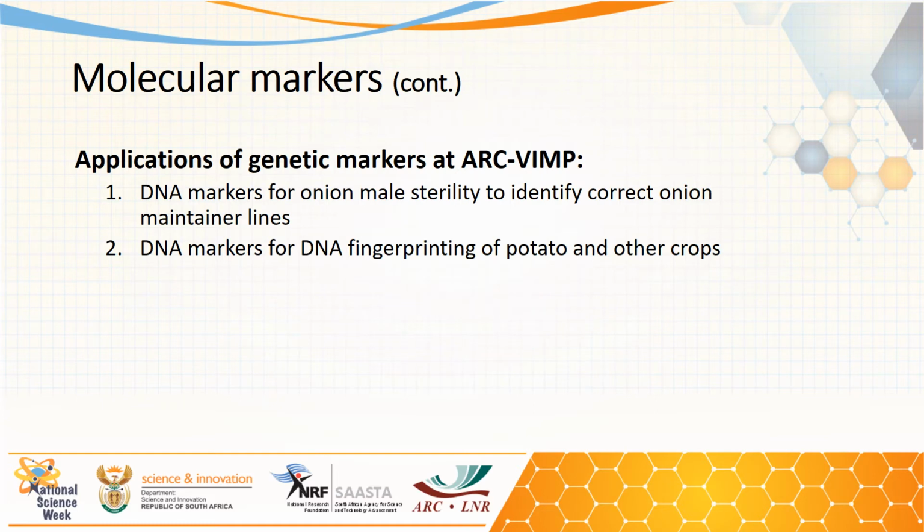I'm now going to give 2 examples where genetic markers are applied at ARC-NSW. The first is where we use DNA markers for onion male sterility to identify the correct maintainer lines. The second is where we use DNA markers for DNA fingerprinting of potato and other crops.